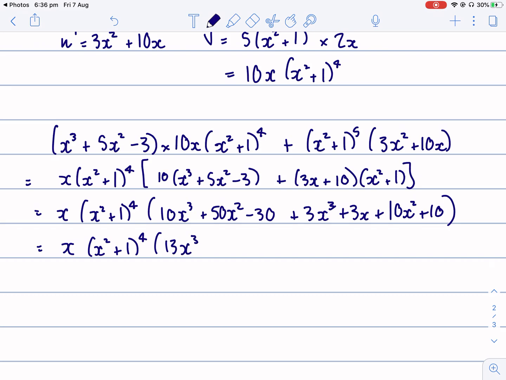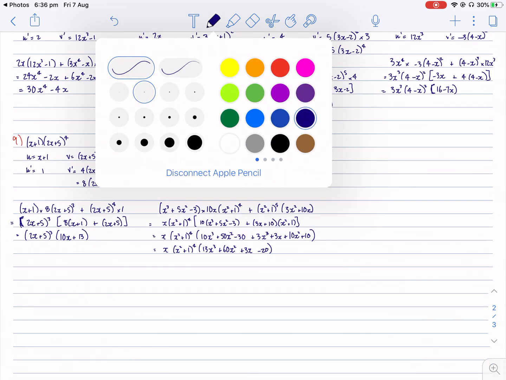13x cubed plus 60x squared plus 3x, take 20. It's as easy as that.